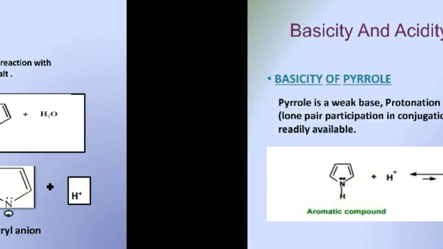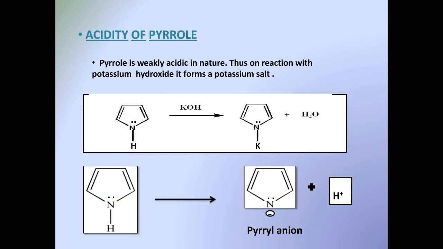In acidity of pyrrole, it also acts as a weak acid. When it reacts with solid KOH to form a salt called potassium pyrrole, so it is acidic in nature. It also reacts with Grignard reagent to form hydrocarbons.